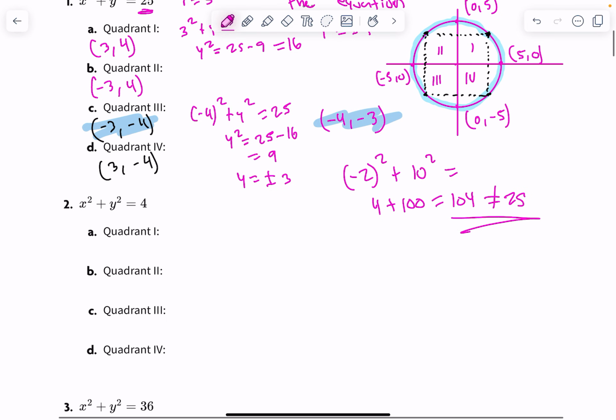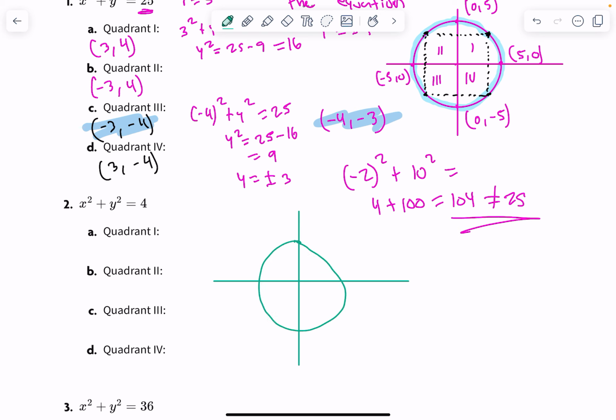Okay, so let's jump into number 2, okay? I'm gonna draw a little circle, little circle something. Oh my goodness, what is happening? I swear, it hates me. It just hates me. Okay, drawing a circle.